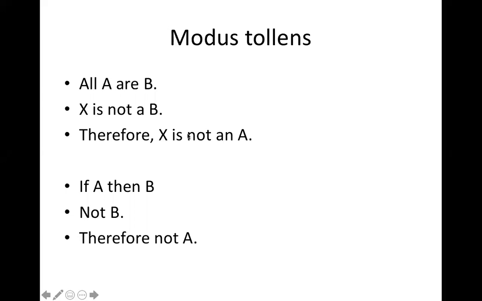Okay, modus tollens. All A are B. X is not a B, therefore X is not an A. So this is an argument that denies the consequent. If A, then B. That's the conditional version. If A, then B. Not B, therefore not A. So this is the conditional version.